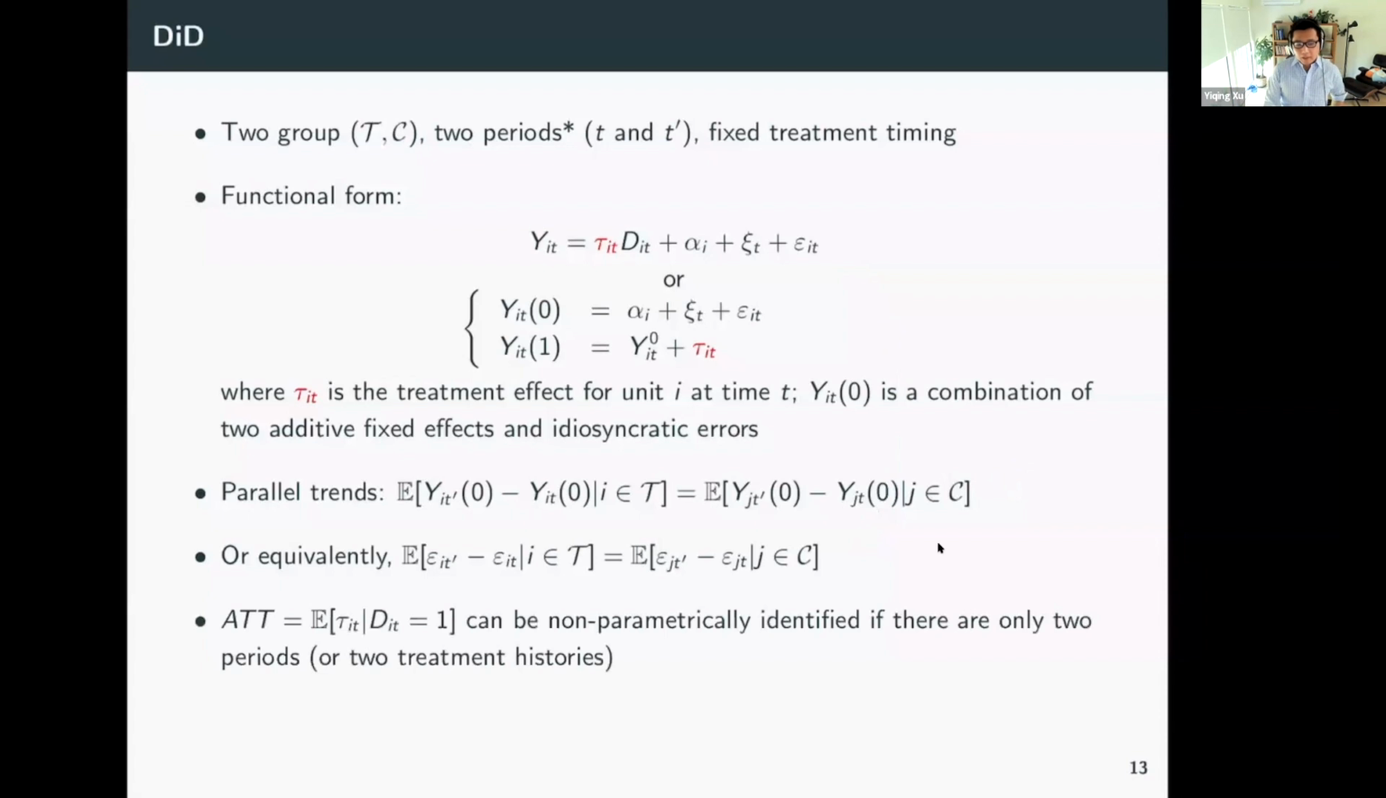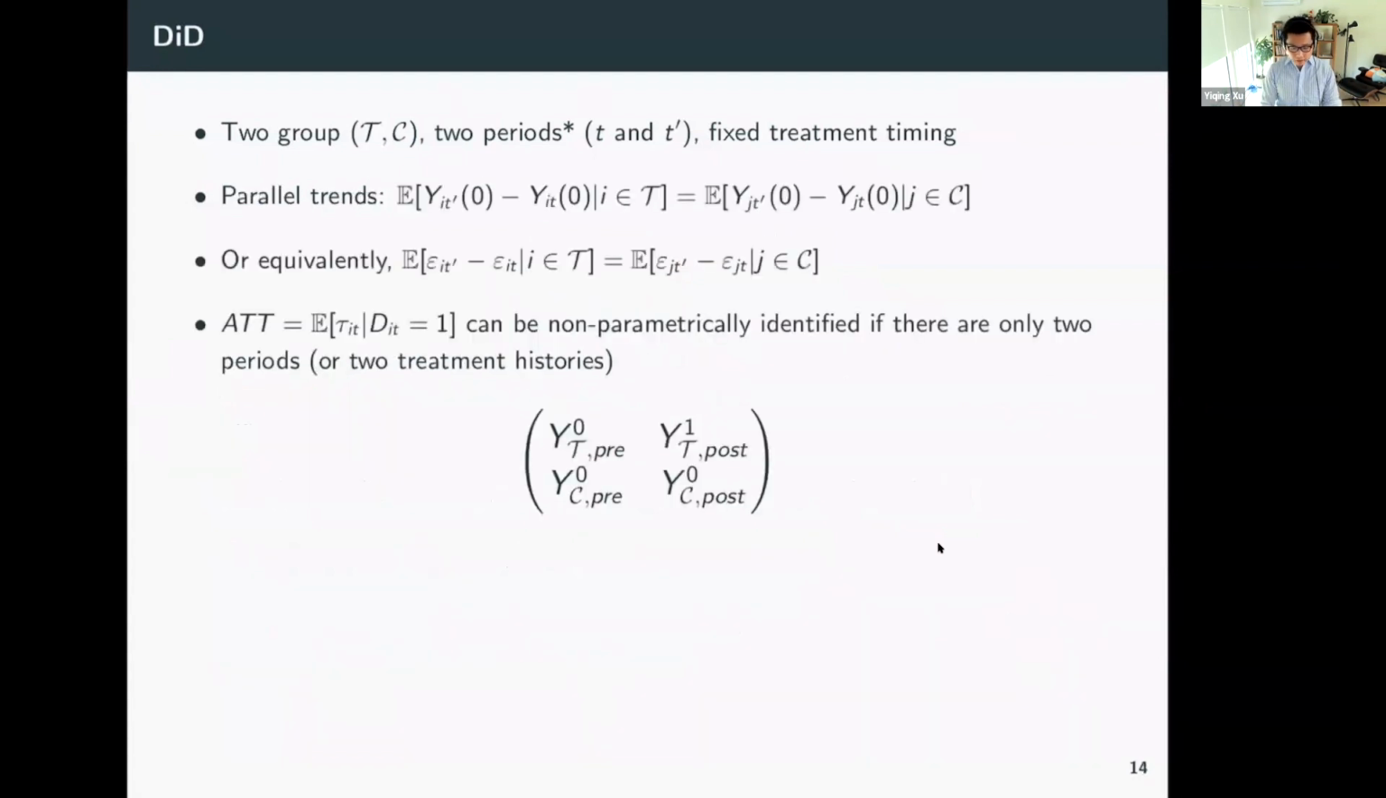Okay, and our estimate is ATT. We care about the average tau_it, the average treatment effect for those who are treated. Because we care about ATT, we make assumptions for the Y0 in the parallel trend assumption, and it can be non-parametrically identified when you only have two periods and two groups, because essentially it's a difference of 4 cells.